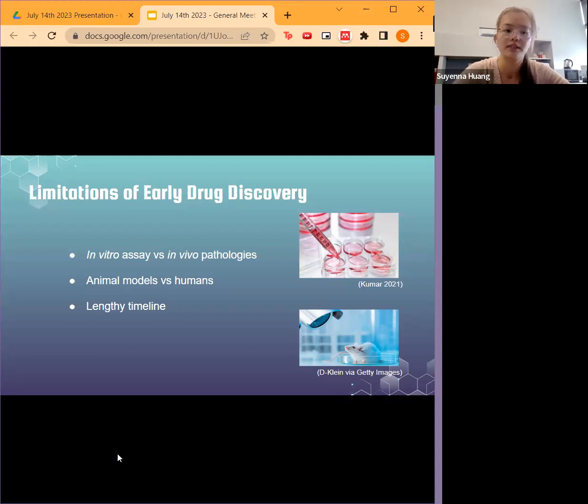As well, there's limitations with using animal models. Not only are there ethical issues that should be considered, but animal models are also not a good reflection of what can occur in humans. And finally, there can be a lengthy timeline during the early drug discovery process. It can take up to 3 to 5 years to identify a promising drug candidate.